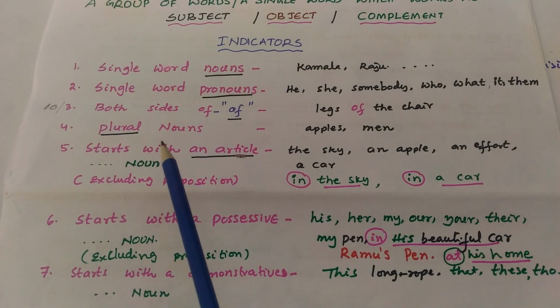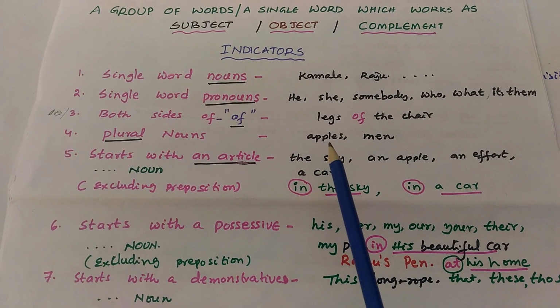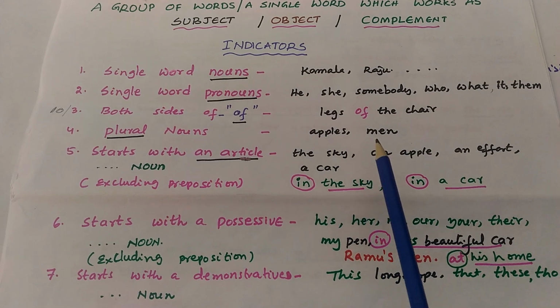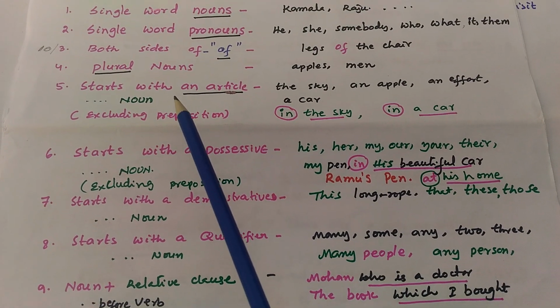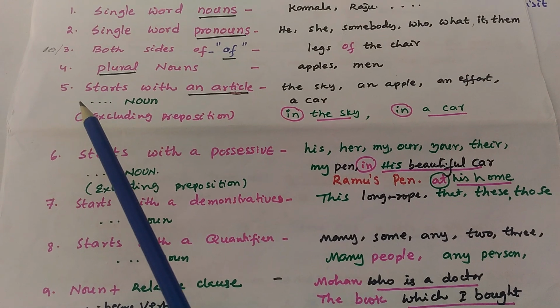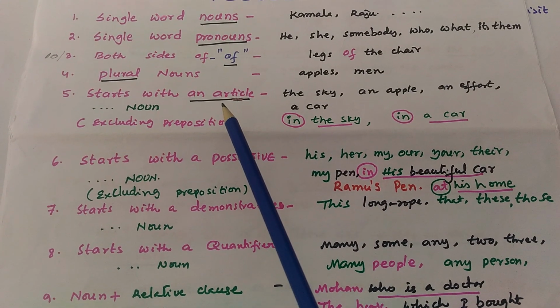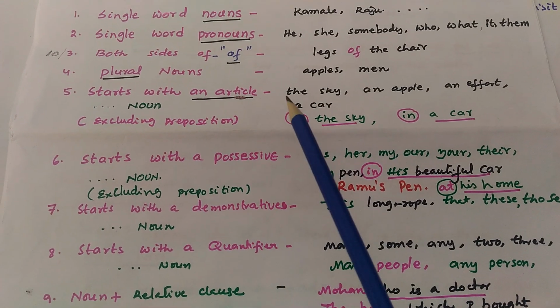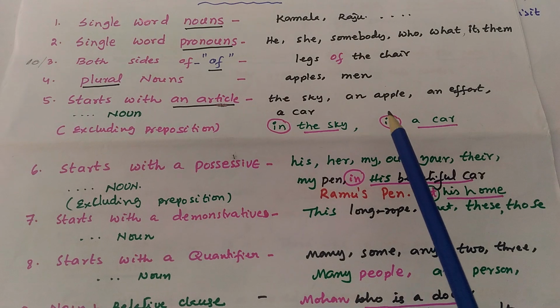Next, all plural nouns. Whenever we find the plural nouns in a given text, they are called noun phrases. And very important indicators are here. That is the fifth one. That means a noun phrase starts with an article. Very, very important one. For example, the sky, an apple, an effort, like that.